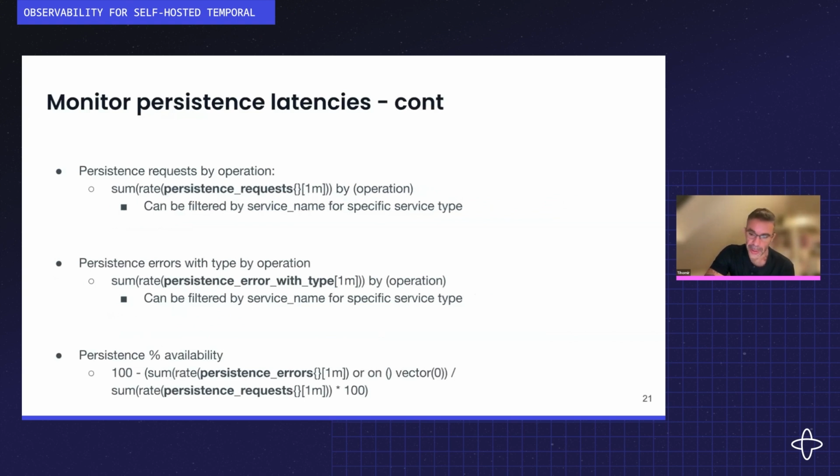Okay, and other server metrics that you have: persistence requests by operation. This is very important to monitor on your graphs for your persistence layer, and you can filter persistence requests by service name for a specific service type. If you want to focus on persistence requests, for example, for the matching service or history service, you can filter by that. You have persistence errors with type, also filtered by operation.